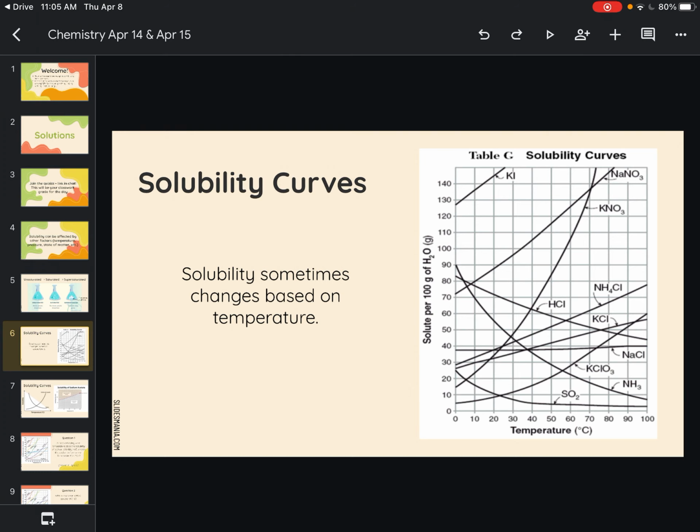Now we're going to talk about something different. We talked about how temperature can affect solubility. We can also affect our solubility using something called agitation. So agitation, it's not when you're frustrated. In chemistry, we're talking about when you're shaking or stirring something.